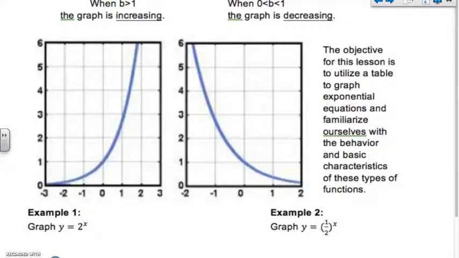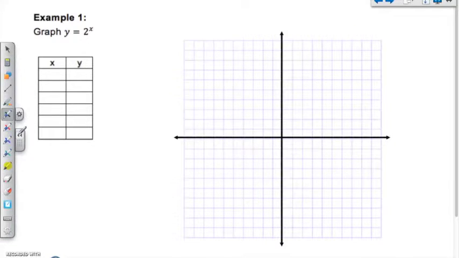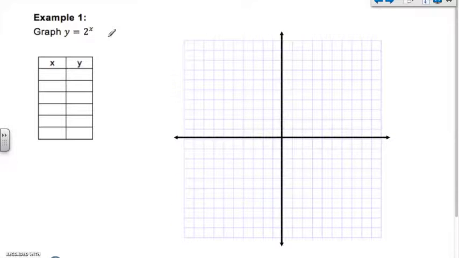Alright, so what we want to do with this lesson is to use a table to familiarize ourselves with some of the behavior and the basic characteristics of these types of functions. So what we are going to do is we're going to go ahead and graph a couple functions. We're going to use a table similar to when we start out with graphing linear functions and quadratic functions. And we are going to just plug and chug values in to help us get an idea of where this graph is going. So, our first equation that we're asked to graph is y equals 2 raised to the x power.